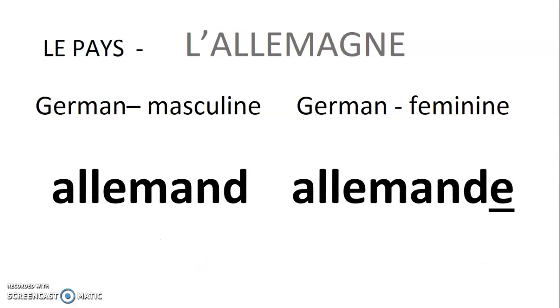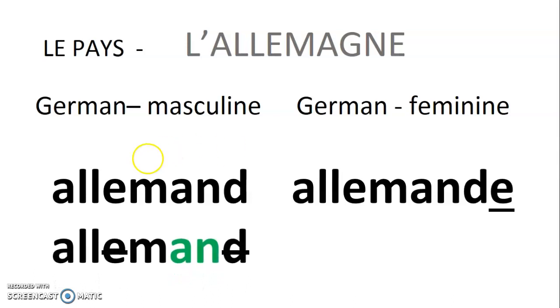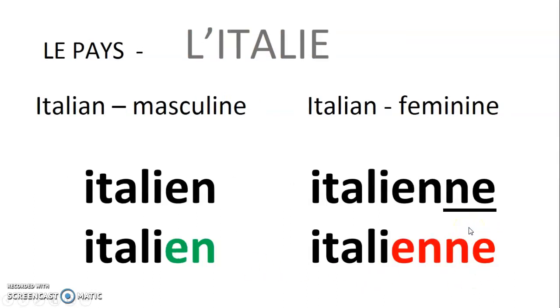L'Allemagne, here we have the same formula. You add an E for feminine, and the German is pronounced allemand, feminine form allemande. Allemand, again, you have a nasal. You do not pronounce the last D in the masculine form, whereas in feminine, you say allemande. So this final D is now pronounced.